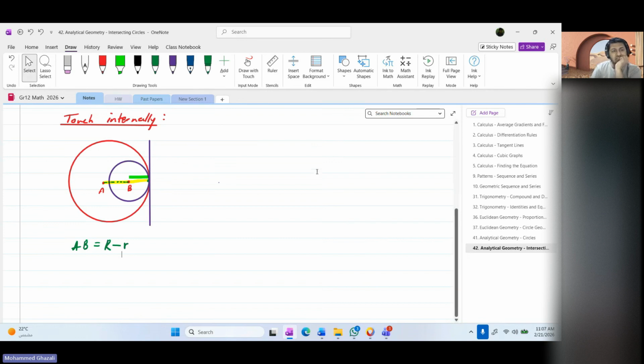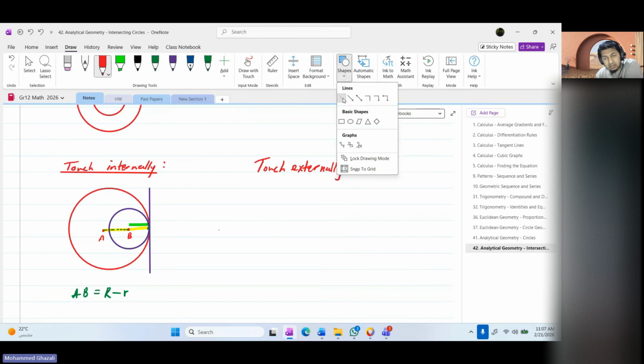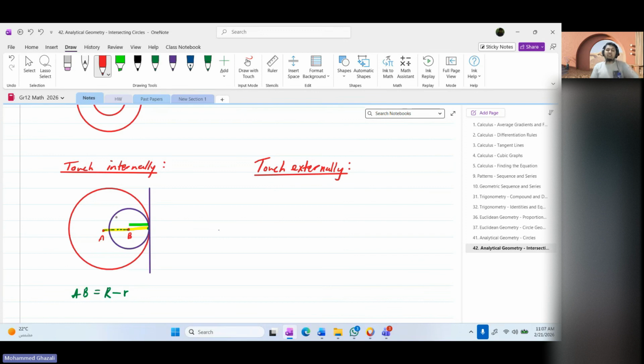Let's look at what is touching externally. When do the circles touch externally? So what's important is we need the two radii, the big radius and the small radius, and we need the two centers. So make sure your equation of circles is in center radius form. If it's in center radius form, then we can read off the big R and the small r. Let's look at externally.